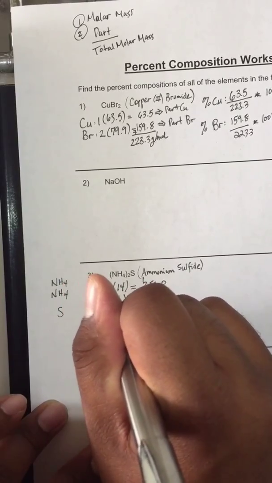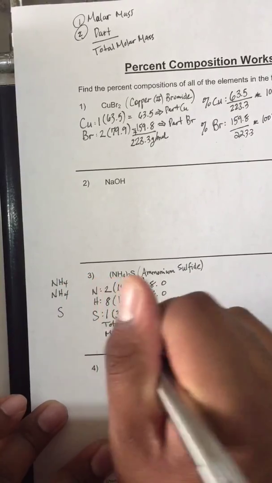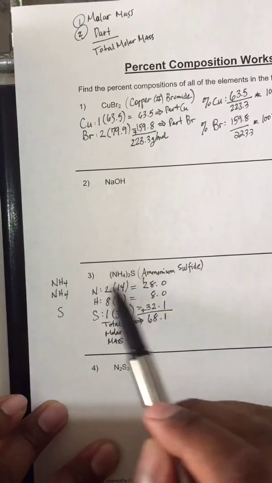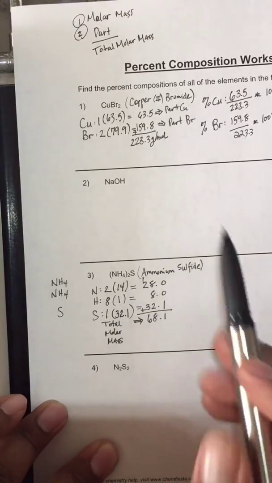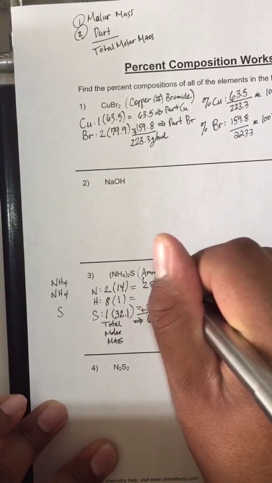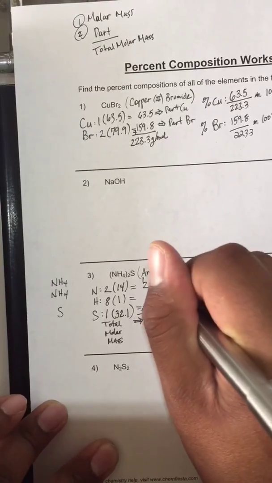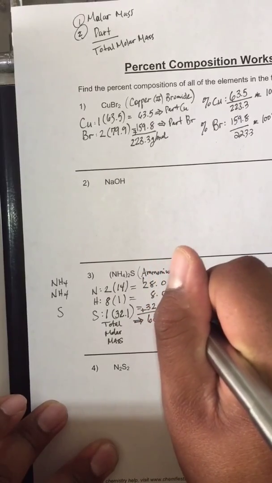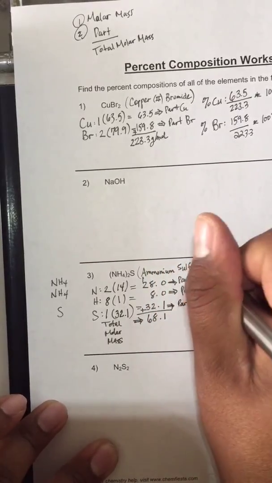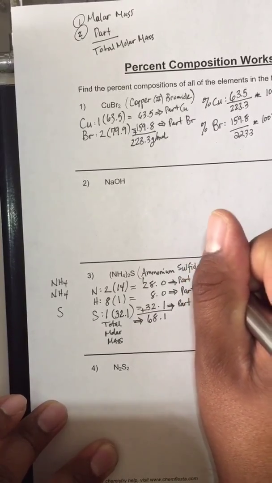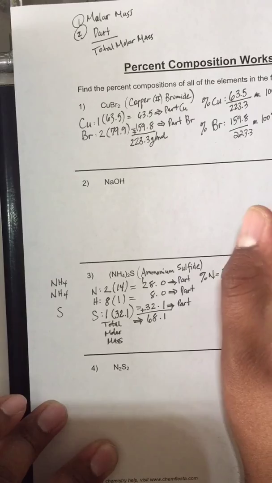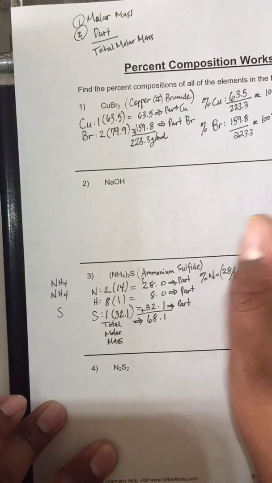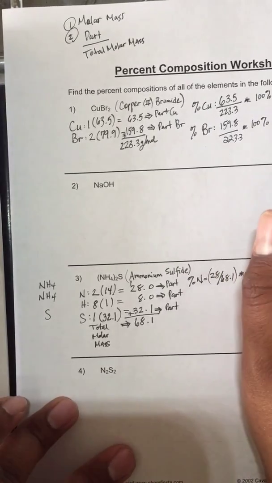Okay? Total molar mass. So now we have to find out what percentage of ammonium sulfide is nitrogen and hydrogen and sulfur. So that's our next step. So these are my parts. For example, the part of nitrogen, we're going to end up with 28. We're going to divide it by 68.1. And then, of course, all of this will be multiplied by 100%.